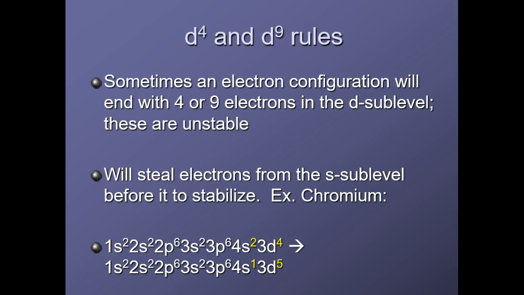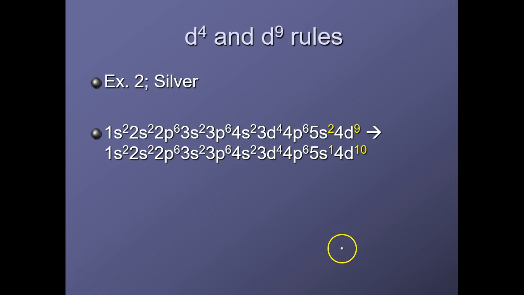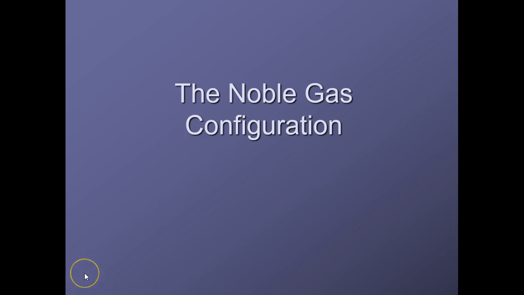Sometimes an electron configuration will end with 4 or 9 electrons in the D sublevel, and these are unstable. What will happen is that they will steal an electron from the S sublevel to stabilize it. So if you notice right here, this ends in a 4, but what happens is we steal one and it becomes 1 and 5. The one thing I want you to know here is we will never give you this one on a test. So chromium will never be given to you. Silver will never be given to you, but here's a 9. This is how it should be written. This is what actually happens in an electron. Okay, I'm going to come back in the next video and do noble gas configurations.